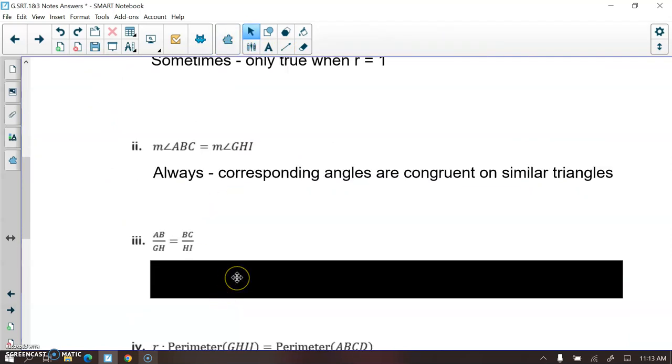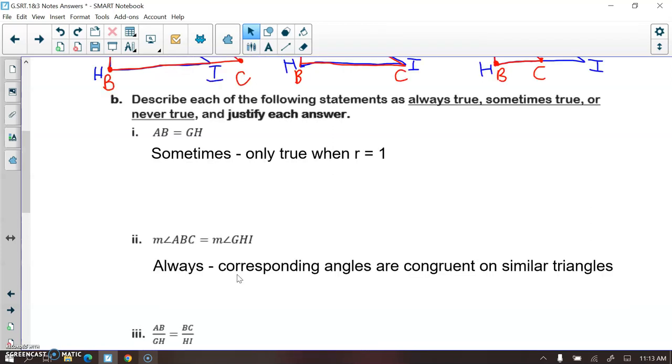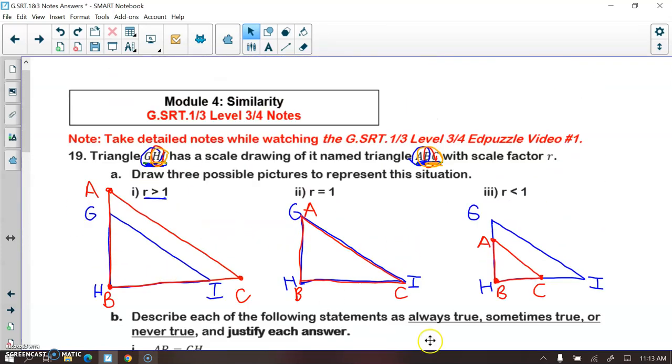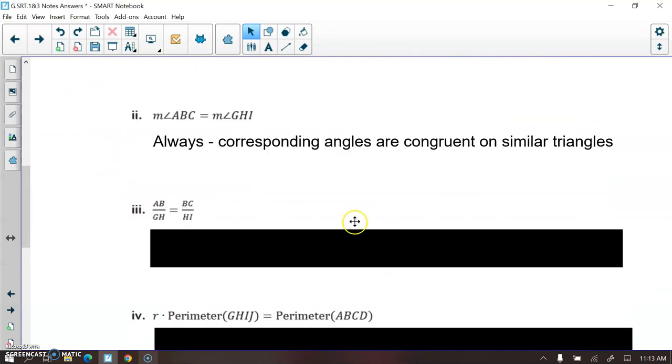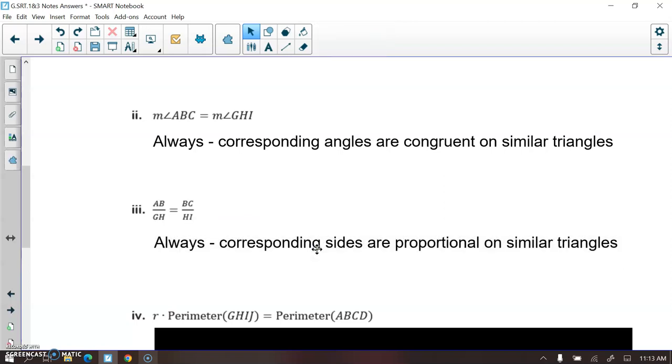This is always true because we know that if two triangles are similar, which is exactly what happened here, because when we're doing dilations, we're showing that the triangles are similar. If two triangles are similar, then all pairs of corresponding sides are proportional. So this is always true.